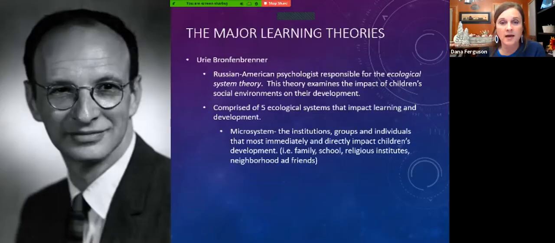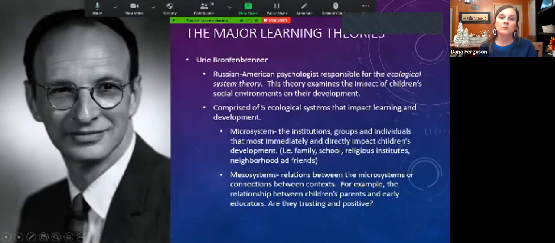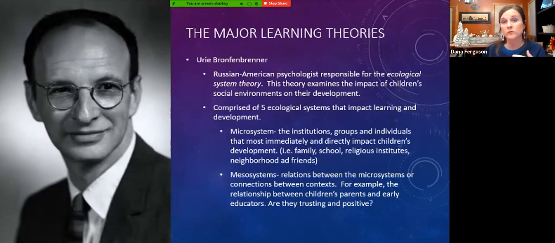And so we developed a lot in the same way, and the experiences that we had. So when you think about that in your development, it had an impact on you. And there's the mesosystem. So these are the relations between the microsystems, or connections between contexts. For example, the relationships between children's parents and early educators. So were they trusting and were they positive?